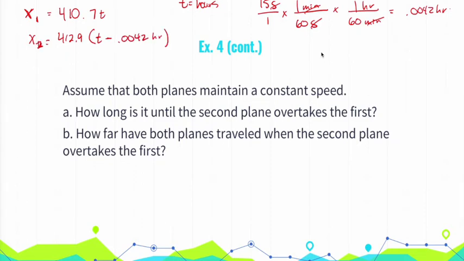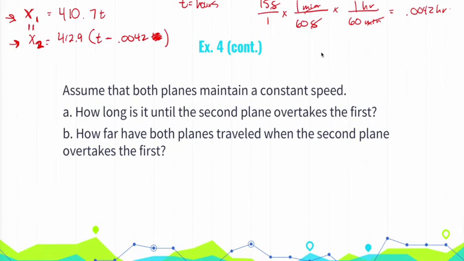It's technically x2, right? This is the equation for the distance that the first plane travels in terms of time t, and this is the distance the second plane travels in terms of time t. So how long is it until the second plane overtakes the first? When it does, there's going to be a brief moment where they're exactly the same distance away from the starting line.